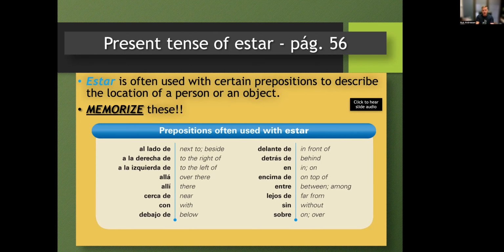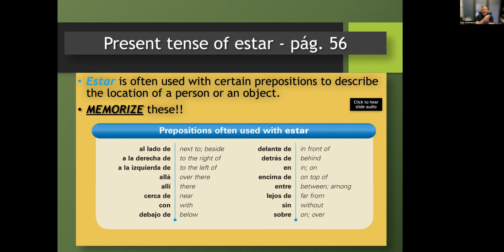Then I'm going to say it in English, and you're going to repeat after me in Spanish again. Again, we're trying to use as many sentences as we can. So, clase, repitan, por favor. Al lado de, next to, beside. Okay, and again, it's al lado de.